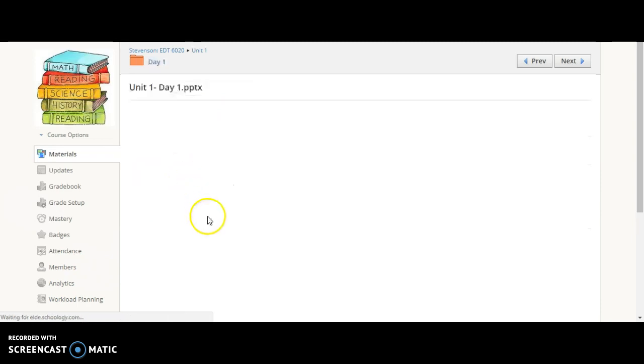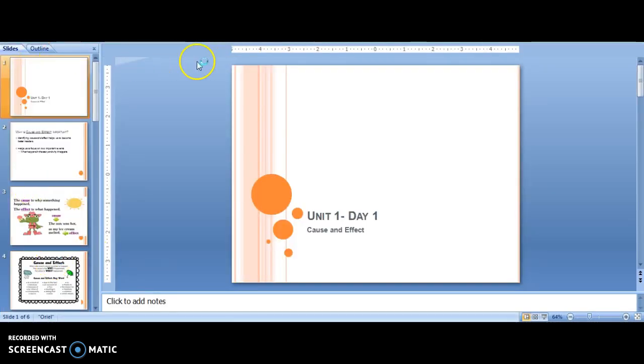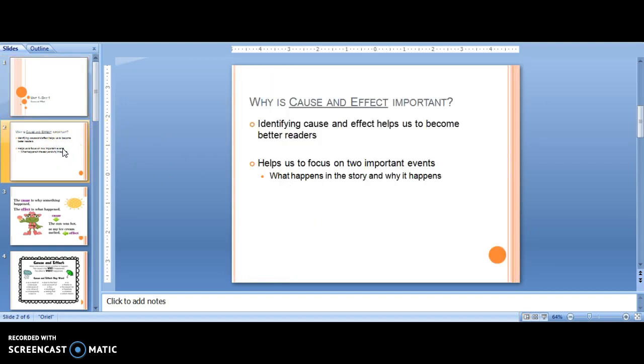I want you to click on Unit 1, Day 1 PowerPoint. Once you open this PowerPoint, you will see this. You know you're in the right place when you see Unit 1, Day 1, Cause and Effect. So before we get started, I want to know, why is cause and effect important? Identifying cause and effect helps us to become better readers. It helps us to focus on two important events: what happens in the story and why it happens.